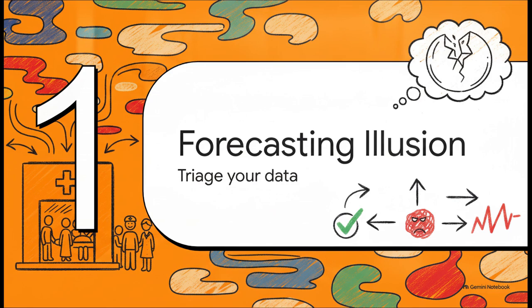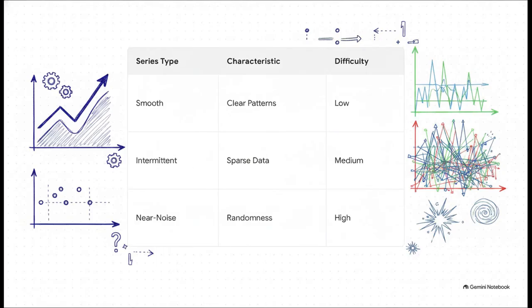Section 1. The Forecasting Illusion. We're going to start treating our data like patients walking into an emergency room. To do this right, we need to perform a crucial triage before we ever prescribe a treatment. Take a look at these three specific synthetic series. They present vastly different challenges in the real world.